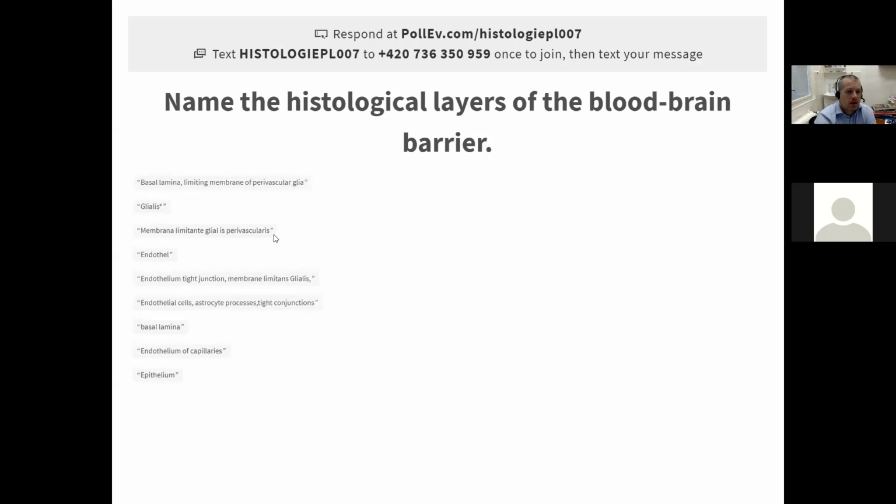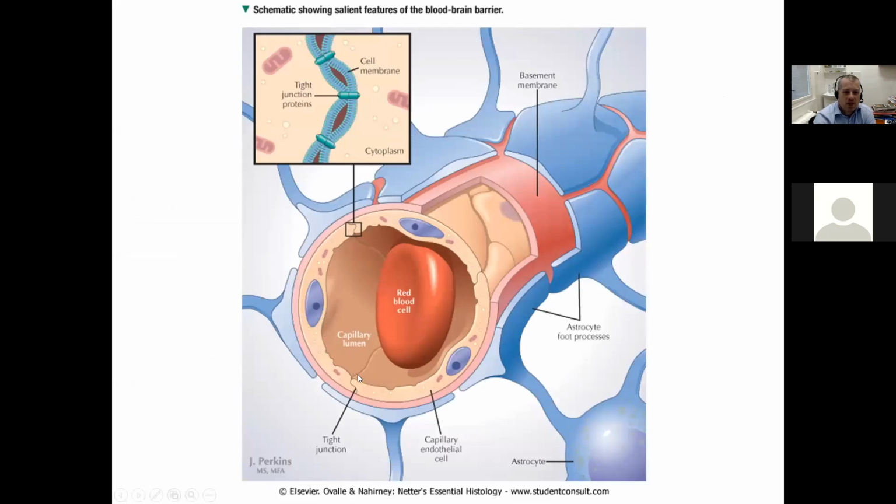The limiting membrane of the perivascular glia, that's the process of the astrocytes. That's correct. Let's revise the scheme of this. So here is the capillary, and the neuron is not on the scheme. It would be somewhere else. But every molecule that needs to pass from the bloodstream to the neurons of the brain and spinal cord needs to pass the following barriers.